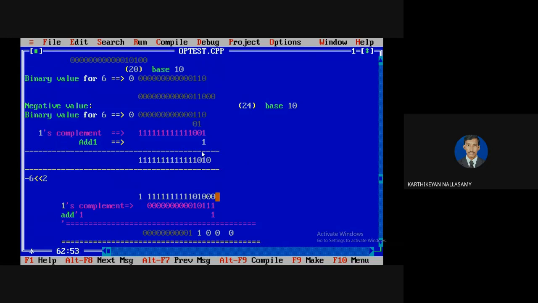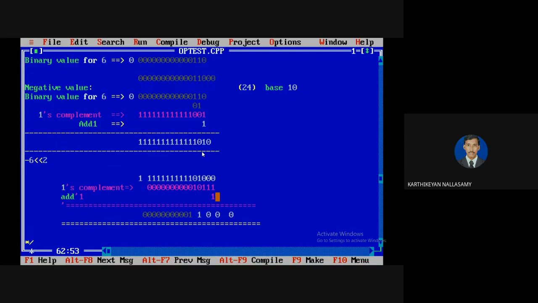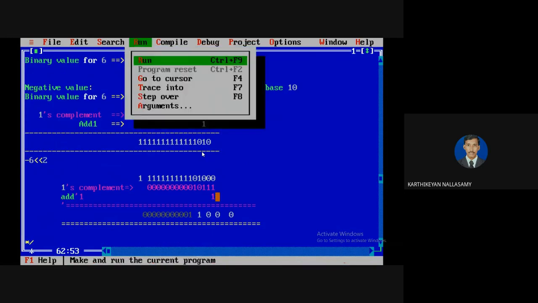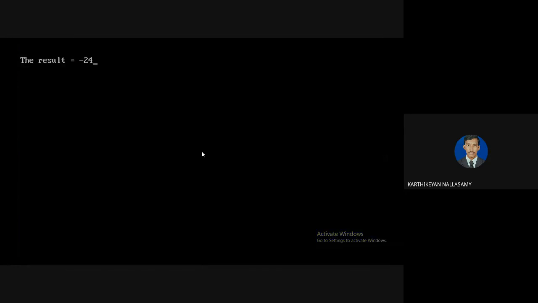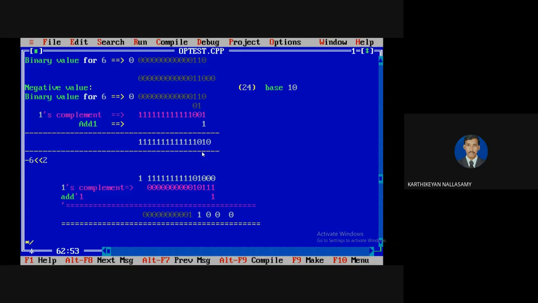So there is a 1100, so that it is 20. Now you can check it, so that is minus 20. Just a minute, I think I made a mistake here. Sorry, it is 24. Sorry, 16 plus 8, it is 24. The sign of the number is minus, so minus 24 base 10. Like that it will work. So this is for the left shift operator.